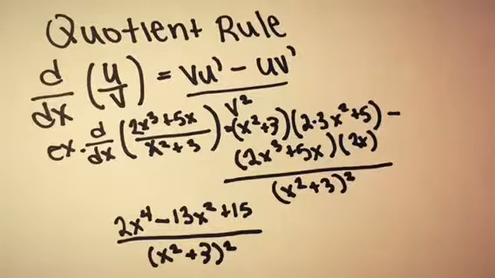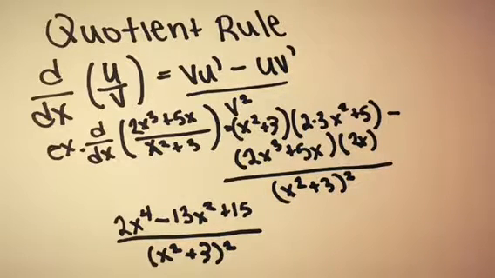The quotient rule is d over dx of u over v equals v times the derivative of u minus u times the derivative of v, over v squared. An easier way to remember this rule is low d high minus high d low over low squared.